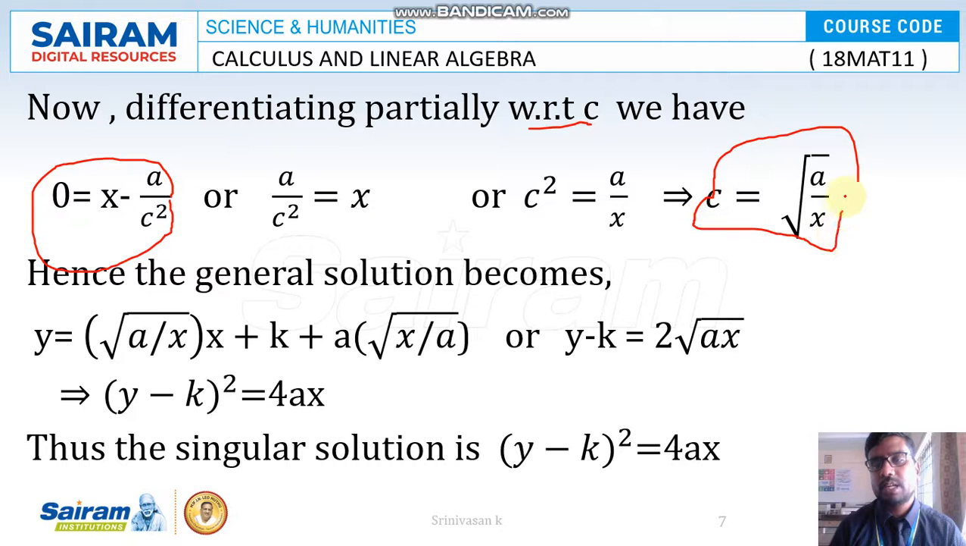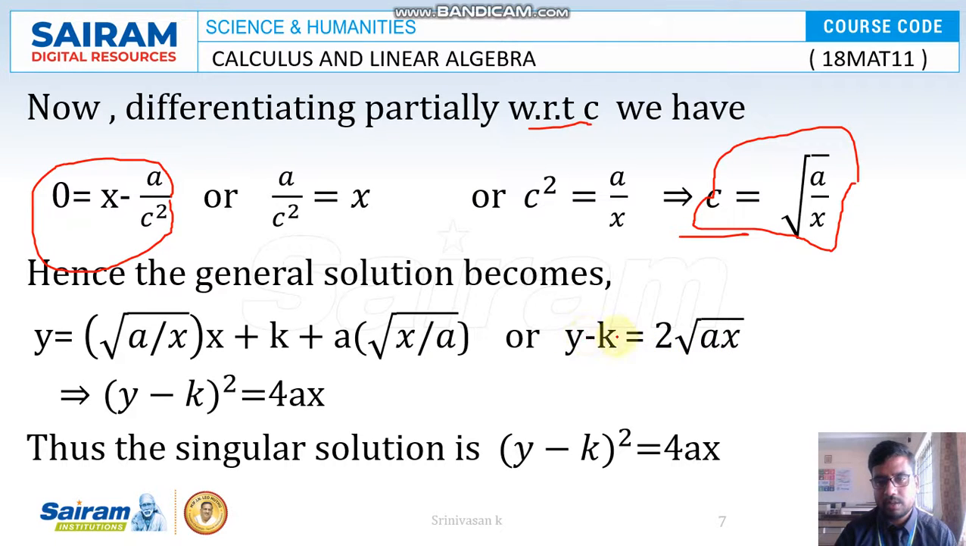So our aim is to eliminate the parameter, meaning to eliminate c in equation 2. That's why we found the c value. So hence the general solution: y equal to root a by x into x plus k plus a into root x by a, or y minus k equal to 2 root ax.